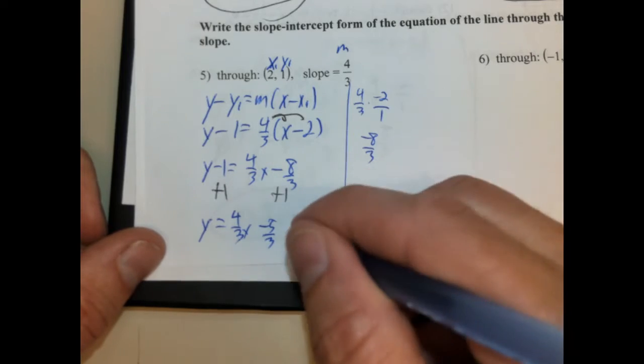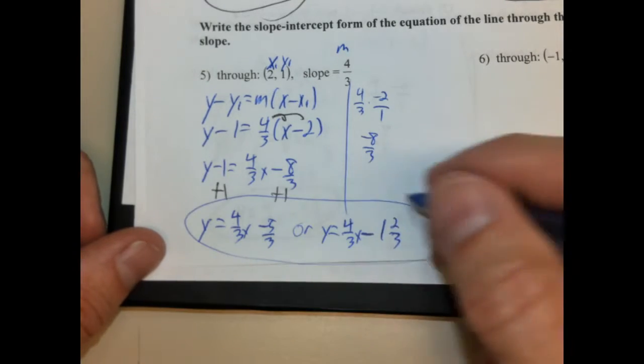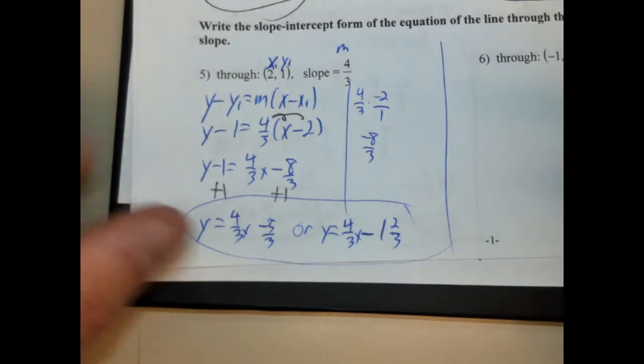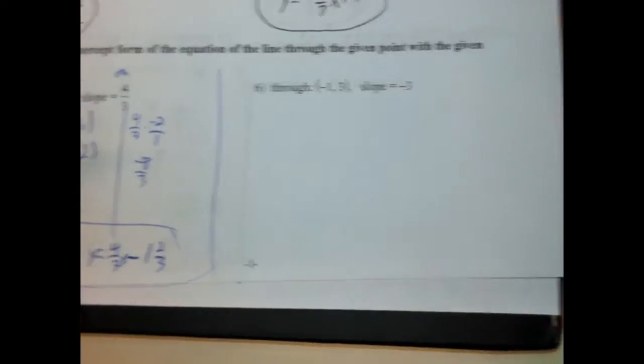All right, cool. Not a great example because you're not really going to graph a line that has a y-intercept of negative 1 2/3. Very rare you're going to do that.